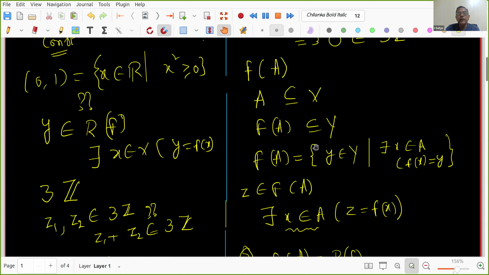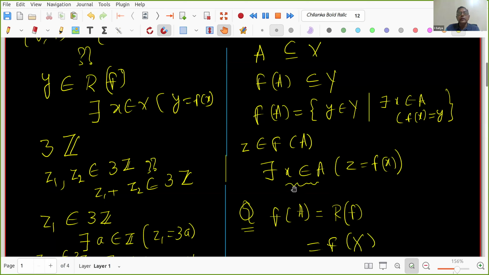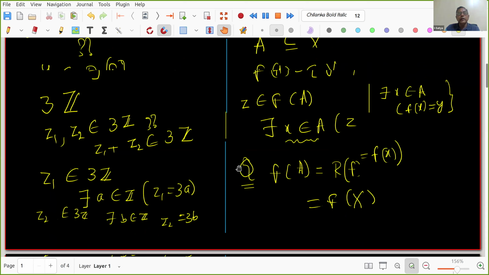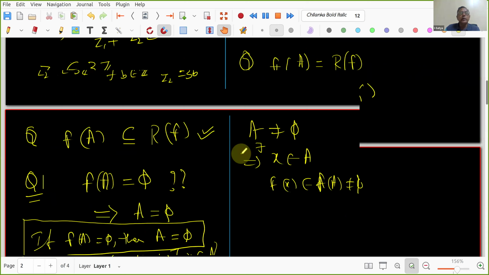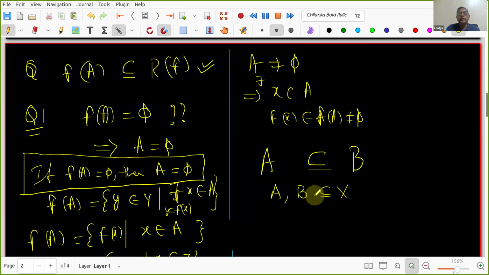What do you mean by Z is in f of A? There is an x in A such that Z is equal to f of x. So these are important: there exists x in A, there is x in the domain. Now I'm giving one question to you, as Sargun asked this part. Let us see that A is a subset of B. A and B are subsets of X, with the extra condition that A is a subset of B.